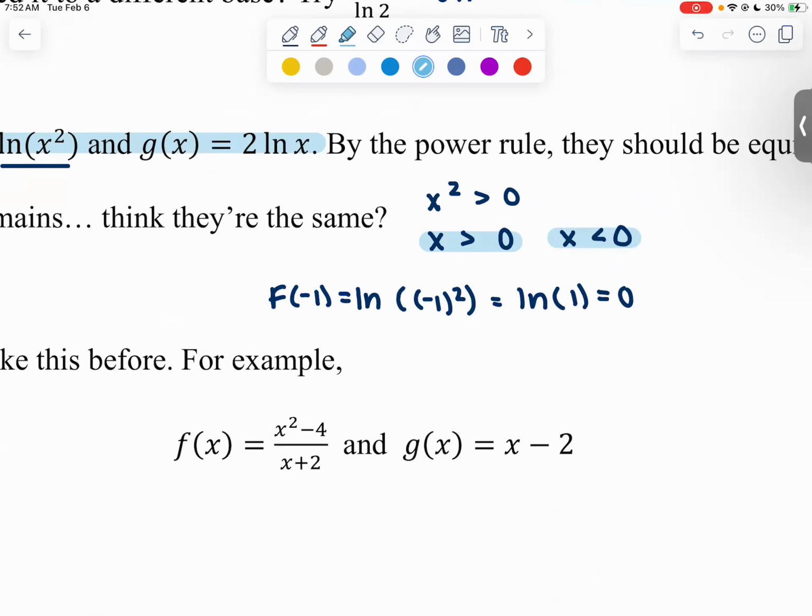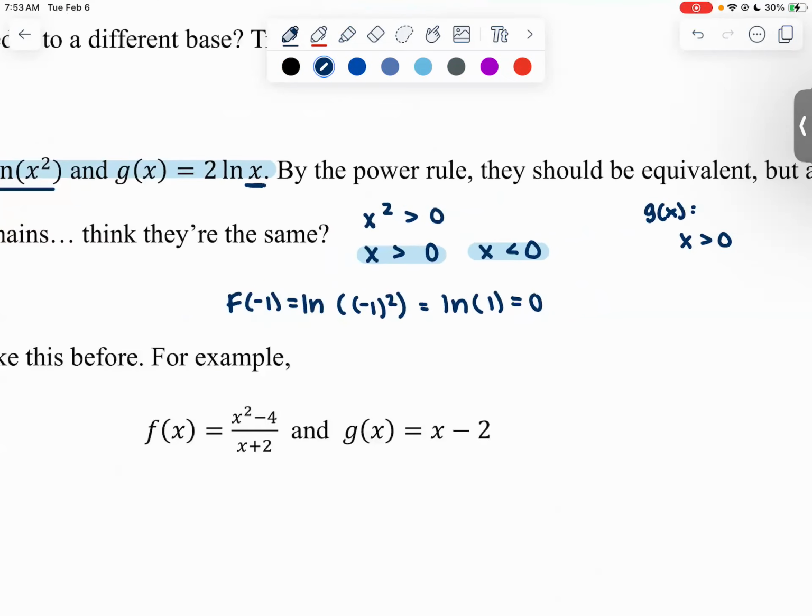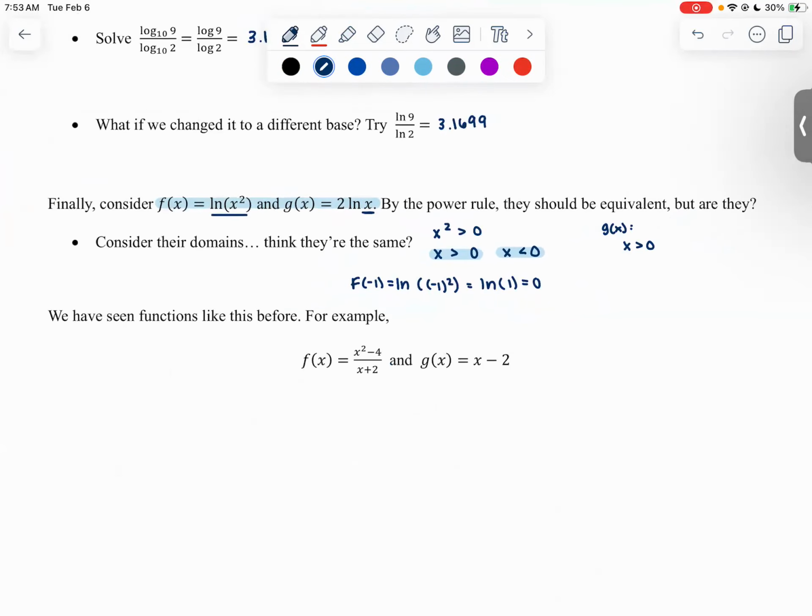However, obviously this is different than g of x, because in g of x, I just have the input of x, and that tells me that strictly x has to be bigger than 0. There's no option to plug in a negative. If I plug in a negative, you're going to get a non-real answer. It is undefined. So these aren't quite the same function, just considering what the domain is. If you want to see the graph of these, go ahead and graph them. You'll see they are slightly different.